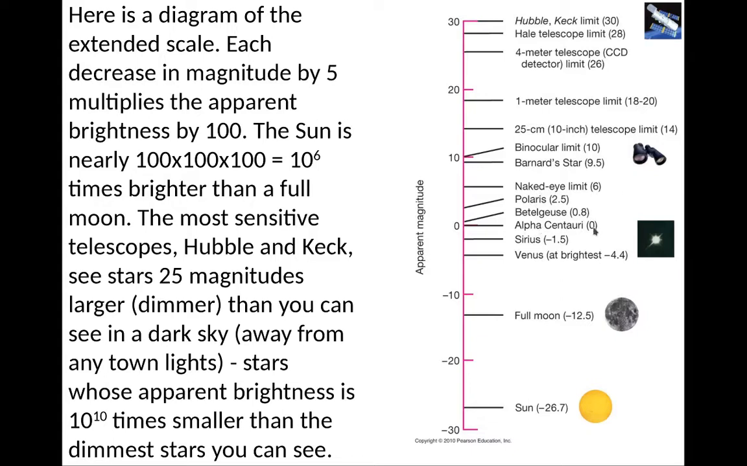Alpha Centauri is at magnitude 0. Sirius, which is the brightest star we see in the night sky, is magnitude minus 1.5. Venus, which is a planet, so technically not a star, is a magnitude minus 4.4. The full moon is a magnitude minus 12.5, and the sun, brightest of all, is minus 26.7.